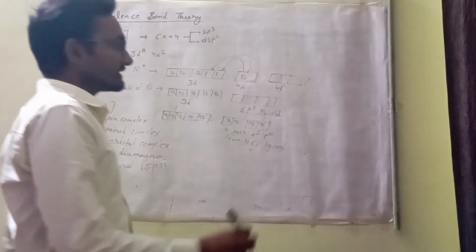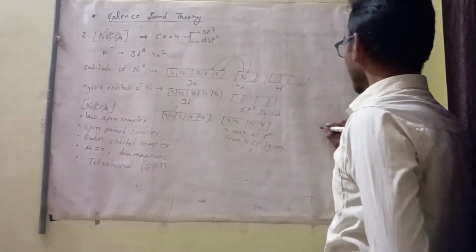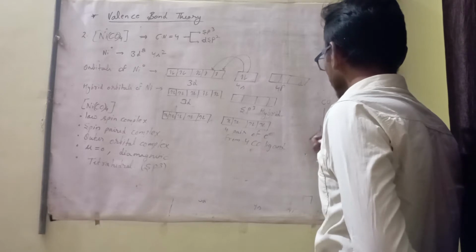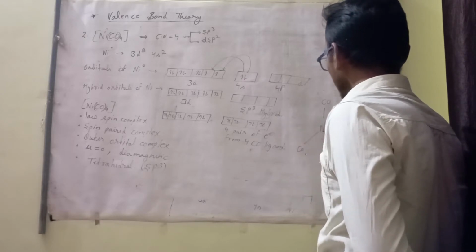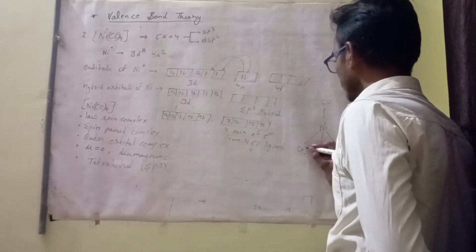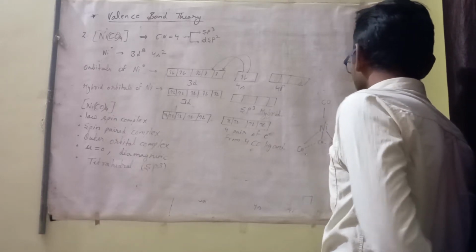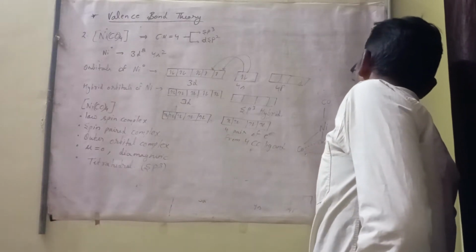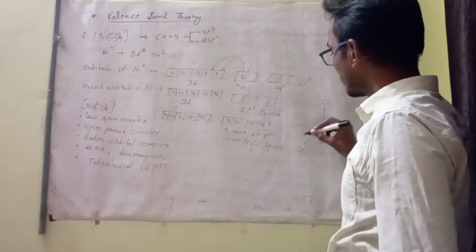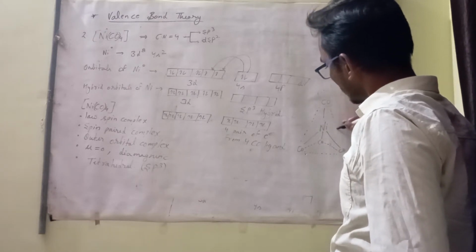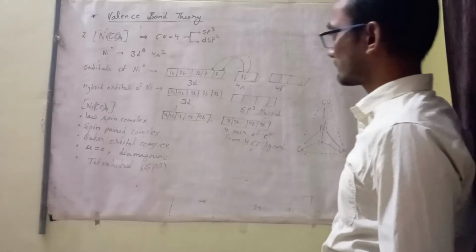Okay, how is it tetrahedral? Ni with four CO ligands around it. It is the tetrahedral geometry.